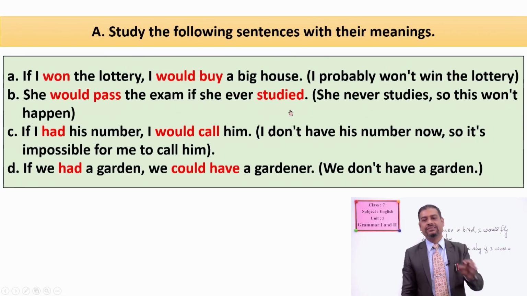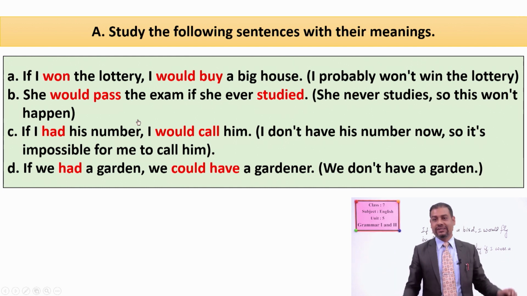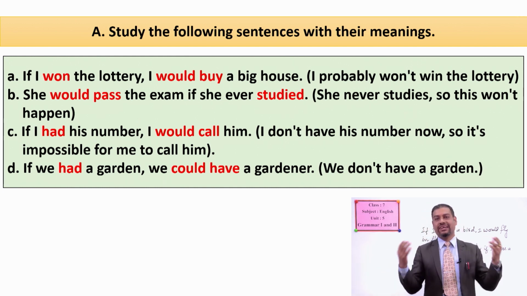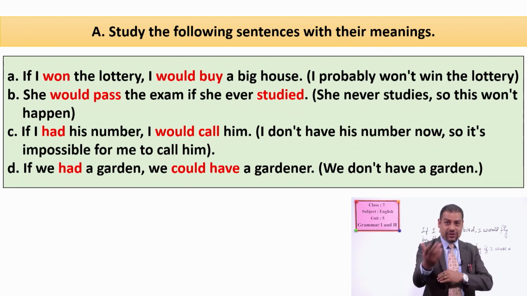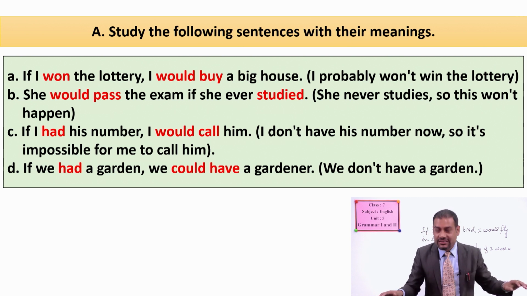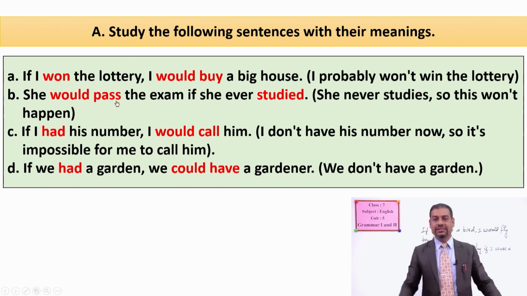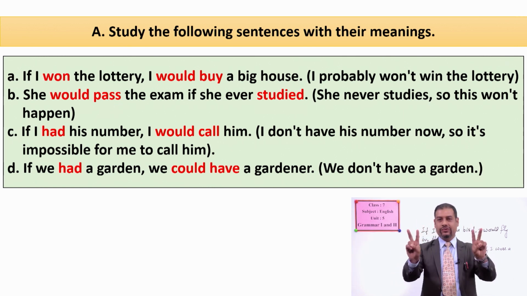Now, number B, she would pass the exam if she ever studied. Now we can use this structure because she never studies, so this won't happen. So it means that she won't pass because she never studies. I have told you that it is imagination. It is impossible to pass for her because she never studies, and a person who does not study cannot pass the exam. So for this type of expression, you use this conditional sentence type 2.